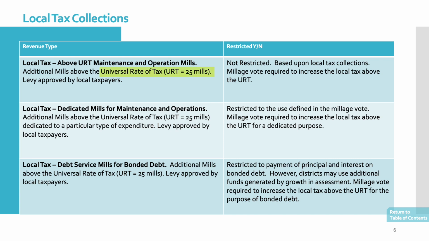So let's explain a URT. That stands for Universal Rate of Tax. Universal Rate of Tax is the first 25 mills. You can see that URT equals 25 mills.